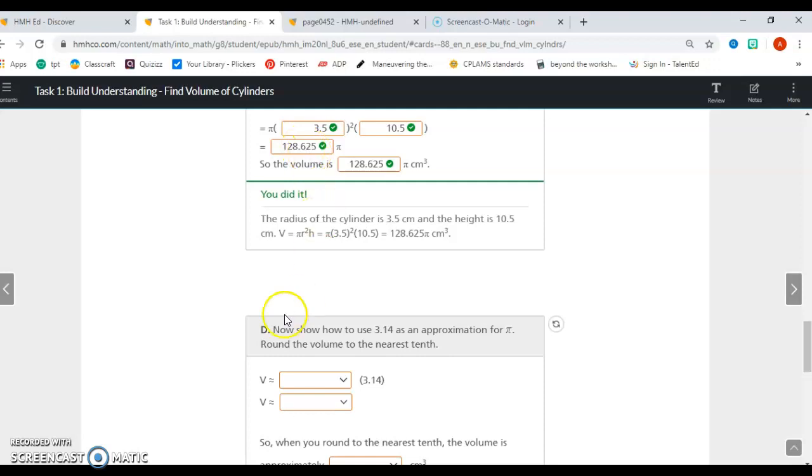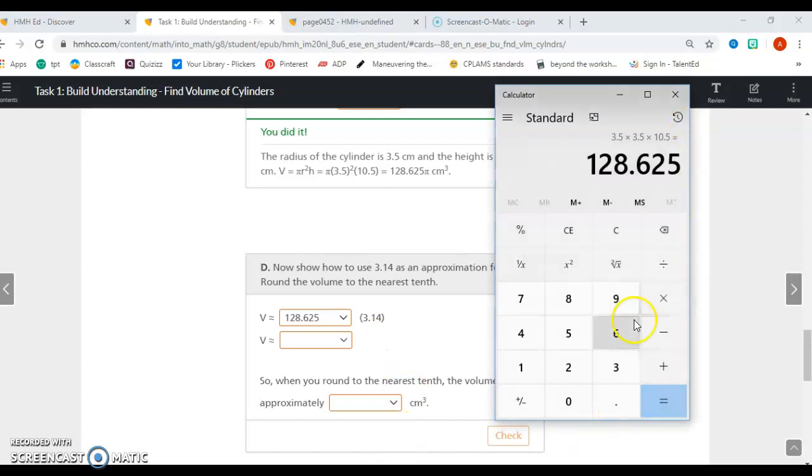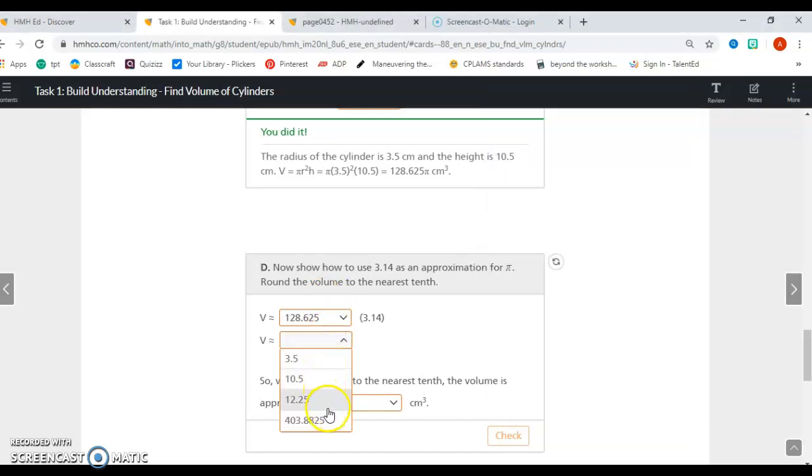128.625 and multiply it by 3.14. So we're going to take 128.625, multiply it by 3.14. 128.625 times 3.14 equals 403.8825. 403.8825, but they want us to round our answer to the nearest tenth.